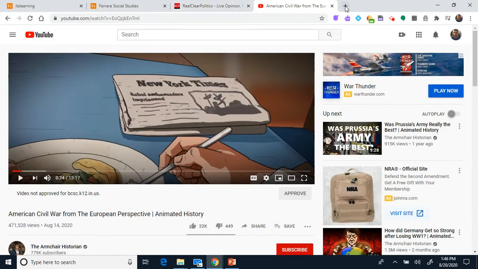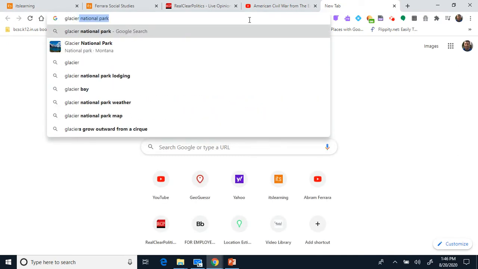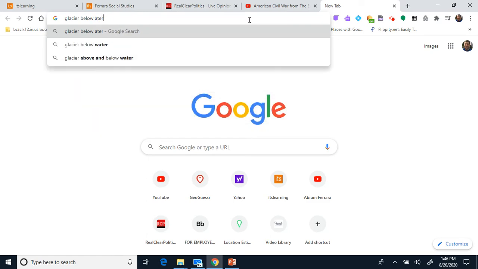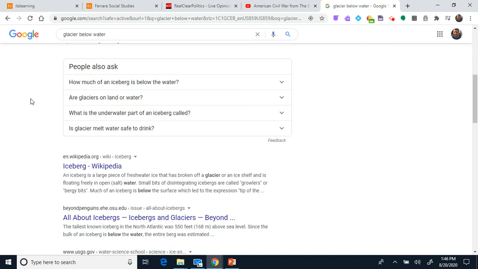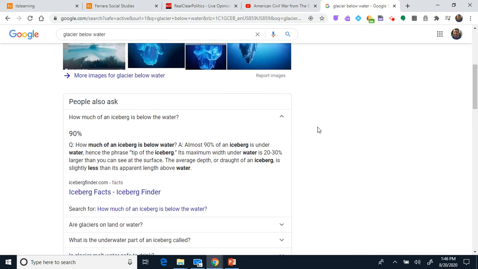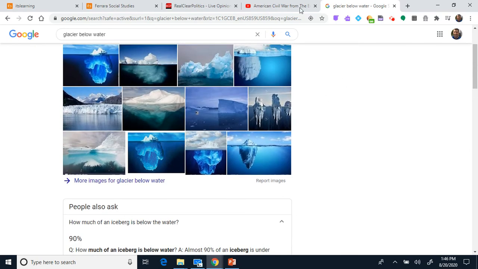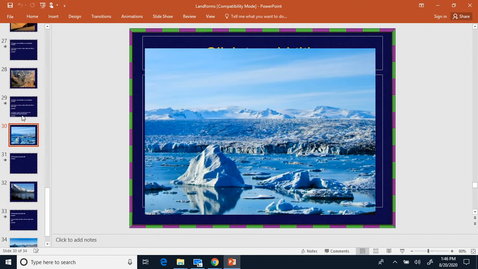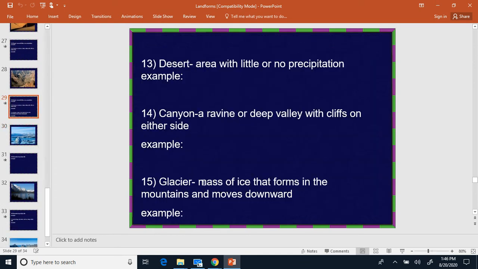And I probably should check on that. So let's see here. Glacier below water. Let's see if that pops up. 90%. Okay, I was almost right. So 90% of an iceberg, or in this case the glacier that we're looking at in the background, is below water. There are 10% above. So 90 below, 10 above. This right here is only 10% of this iceberg. The rest of it's all below water.